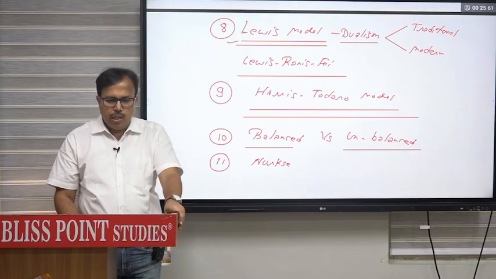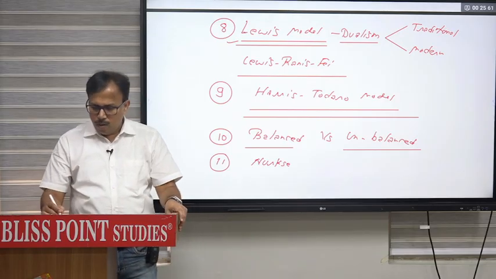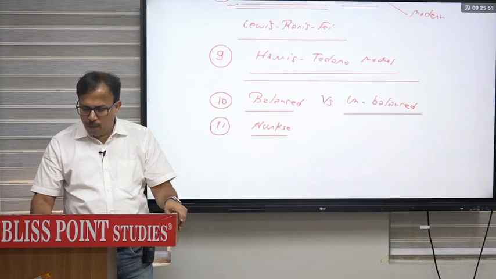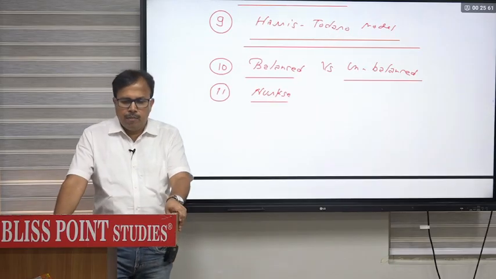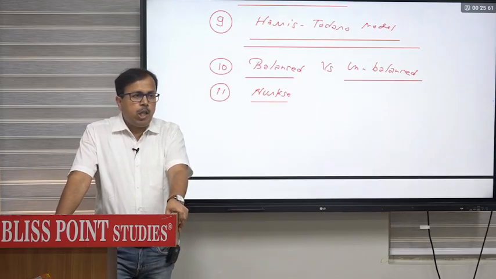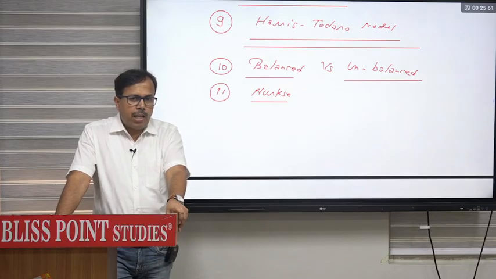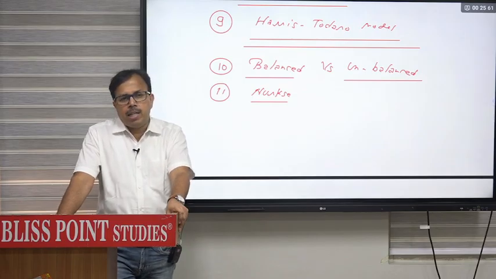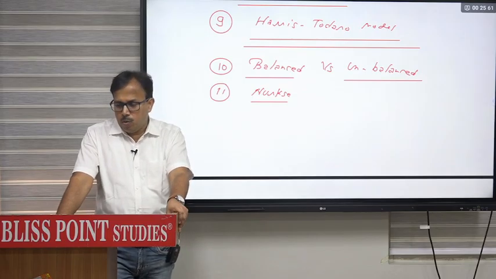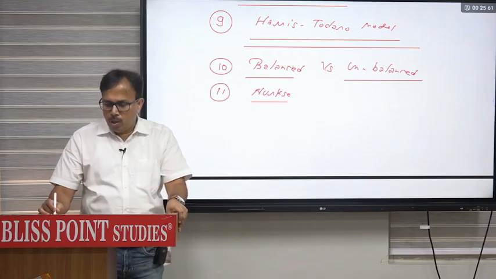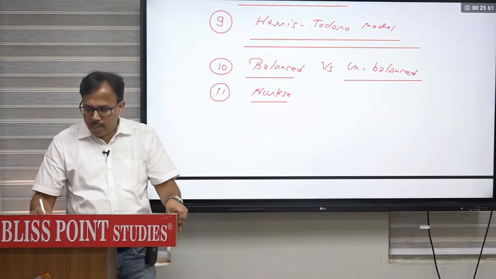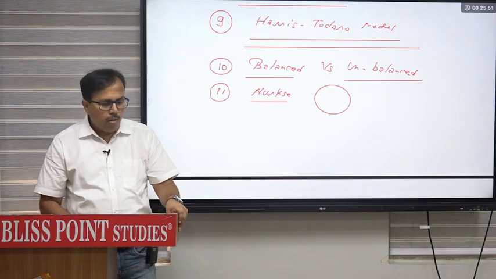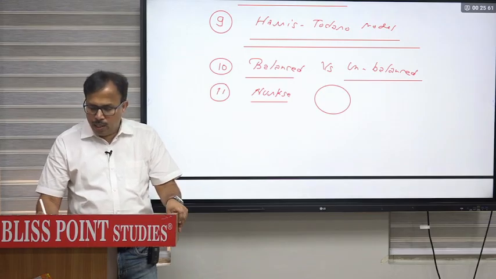Nurkse's theory of development. Nurkse has given the vicious cycle of poverty concept, and that cycle operates on the demand side as well as on the supply side. That means the economy is characterized by a vicious cycle. Vicious cycle interpretation: to begin with, the economy has low per capita income.